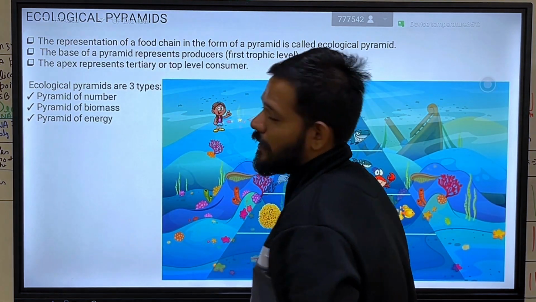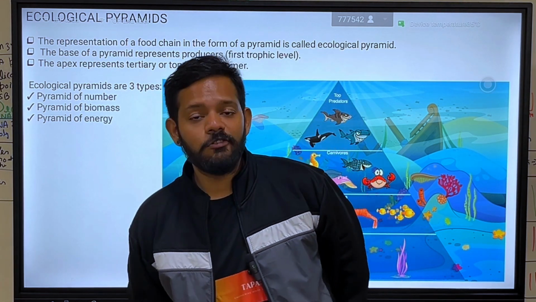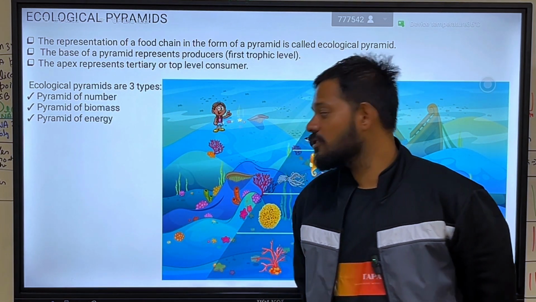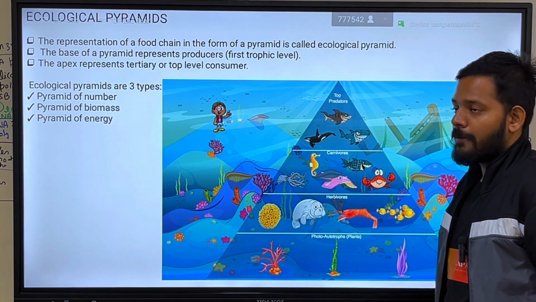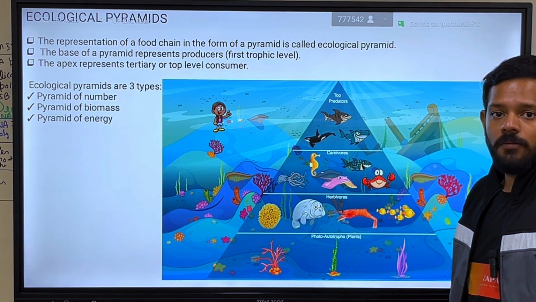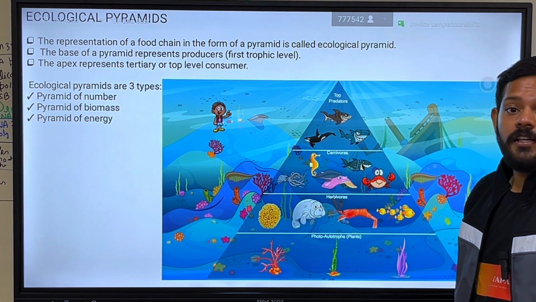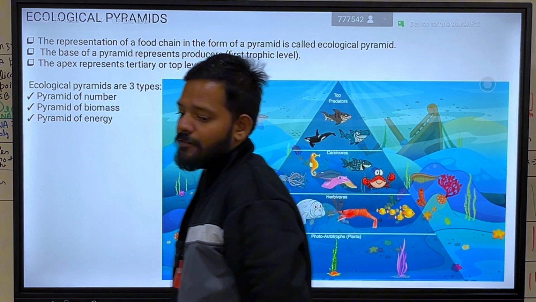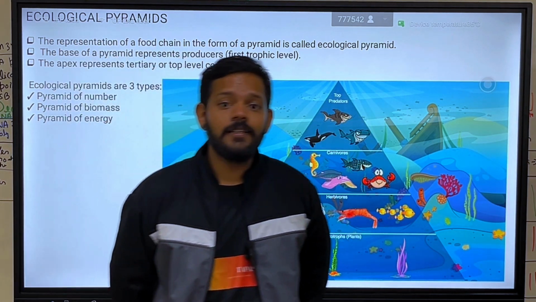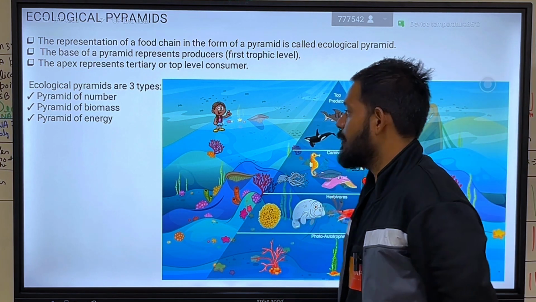Okay, then ecological pyramids. Now we have to put the food chain into graphical form, and we use a pyramid graph. To represent a food chain in graphical form, we draw a pyramid, and that is called an ecological pyramid. There are three types of ecological pyramids. The first is the number pyramid, the second is the biomass pyramid, and the third is the energy pyramid.